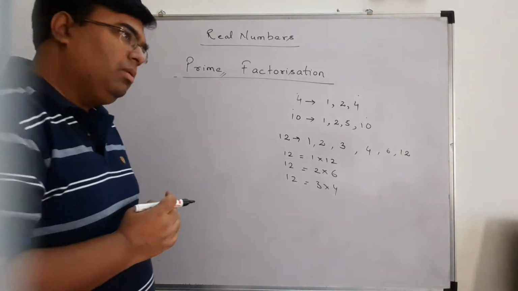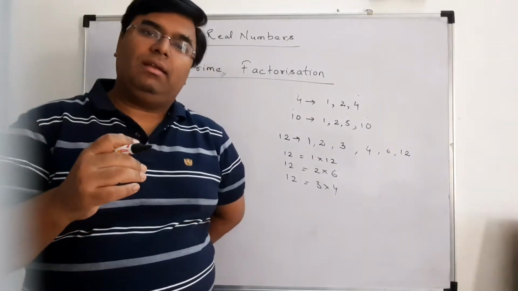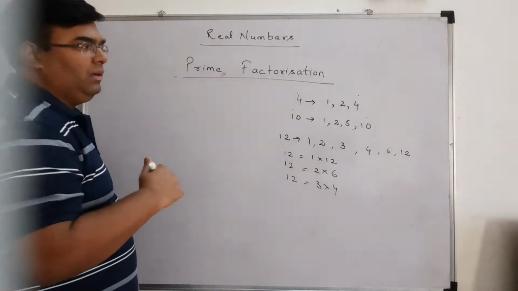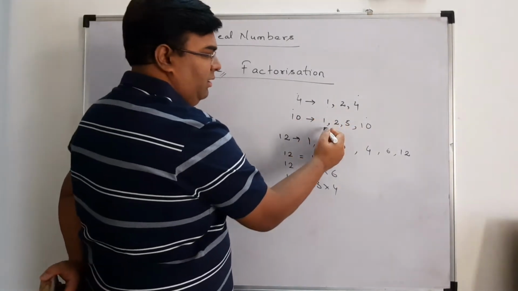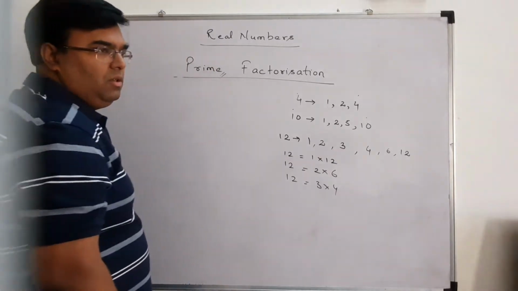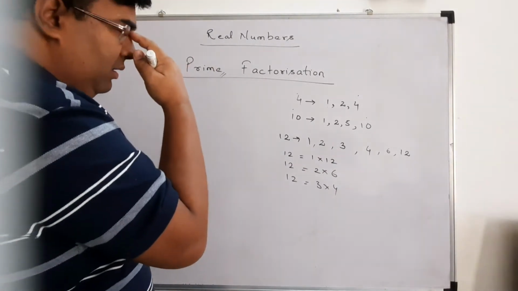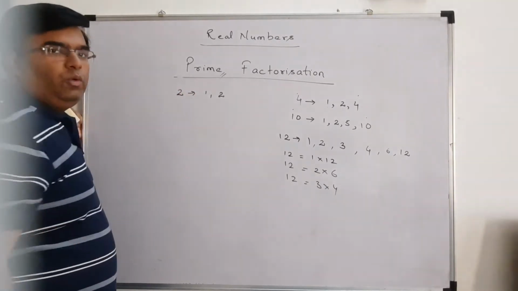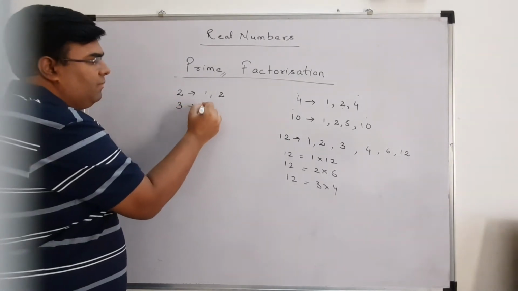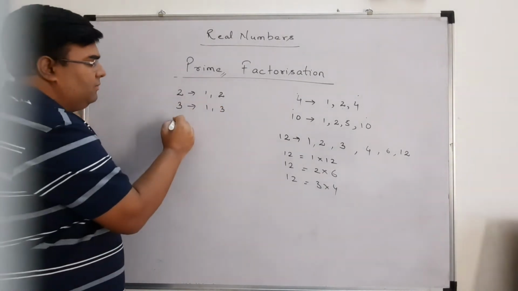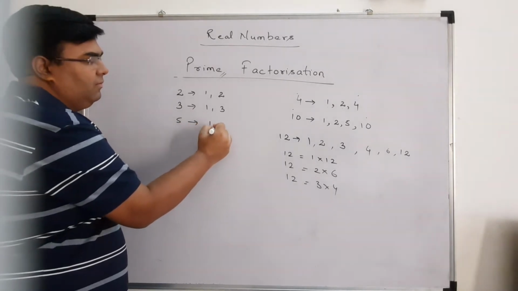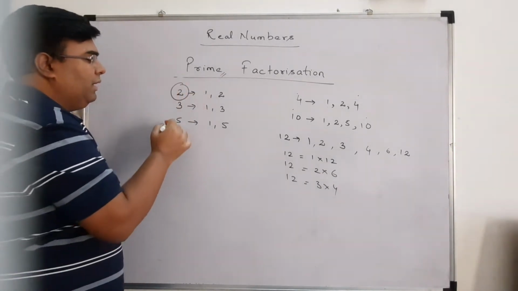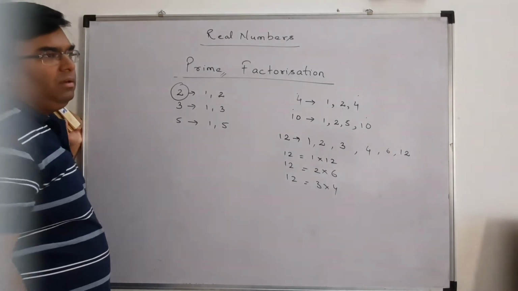Prime numbers are those numbers which have exactly 2 factors. Here 3 factors are there. Here 4 factors, 6 factors. So what are those numbers which have only 2 factors? So 2. It has only 2 factors. 3, only 2 factors. 5, only 2 factors. Right? So except 2 you will get all odd numbers as your prime numbers.